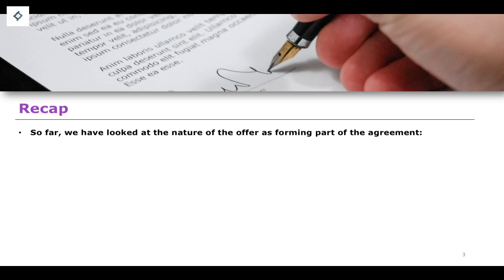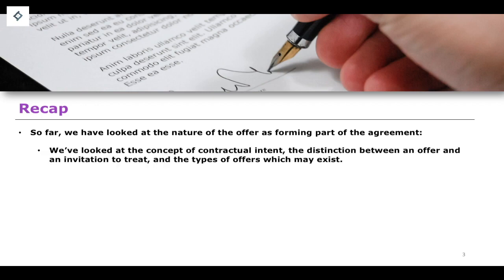So, as a quick recap, so far we've been looking at the nature of the offer as forming part of the first step for establishing whether or not a contract exists. The first step is the agreement, and then you also have to have consideration, and you also have to have an intention to create legal relations, and in some circumstances there have to be certain formalities. So it has to be, for example, in writing, although that is not a necessary requirement for every single type of contract that may exist.